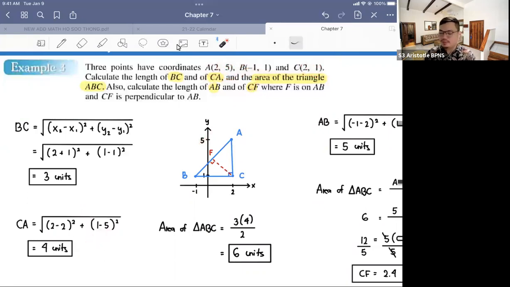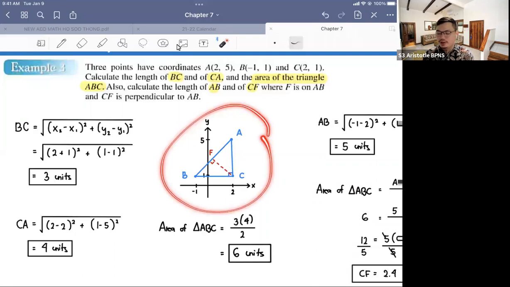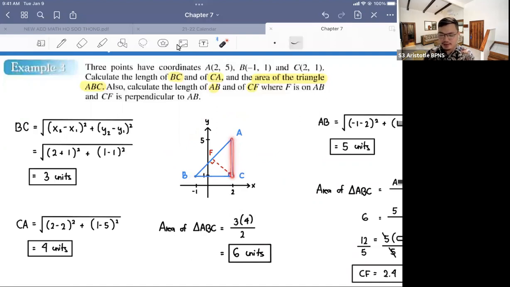Now, what's the third question? We need to find the area of this triangle. So I've made a quick sketch on the coordinates of A, B, and C. So I can see it clearly from here that my base is BC and then my height is AC, right? So everything that I need is already here. So therefore, the area of the triangle is equal to 6 units squared, right? All right, so we're done with the first set of questions.